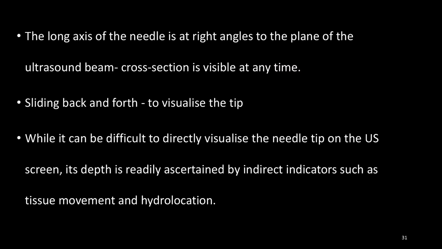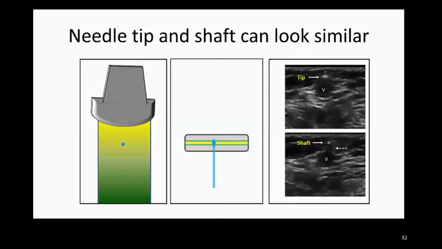Now coming to the out of plane approach, here the long axis of the needle is placed at right angle to the plane of the ultrasound beam. So here we can only see the cross section of the nerve at any time. And as usual, sliding back and forth can help us visualize the tip better. While it can be difficult to visualize the needle tip on the ultrasound screen, its depth is readily ascertained by indirect indicators, which we have discussed earlier: tissue movement and hydrolocation.